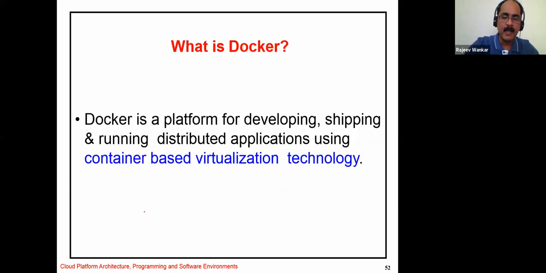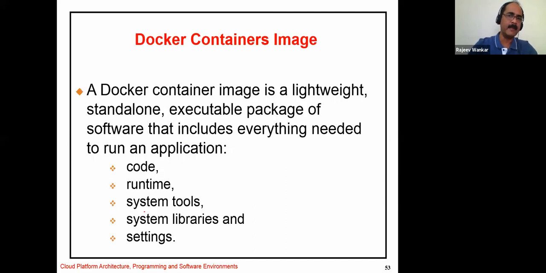Now, what is Docker? I was talking about containers. Containers are basically a running entity, similar to a process. Finally, it is a process which is running and working with whatever is required in order to execute it. Now, what is Docker? Docker is a platform for developing and shipping, as well as running, distributed applications using container-based virtualization techniques. It is a platform which allows you to do this, and it is open source. It started with Google, but later became open source.